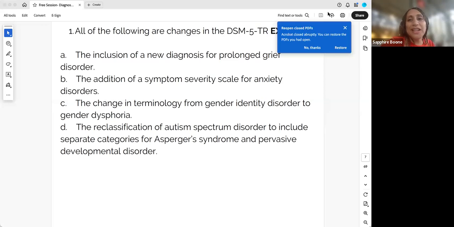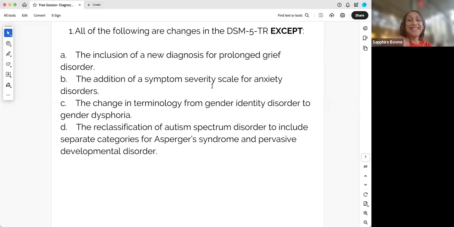All right, so this one was pretty simple, just a one-liner. It says accept, right? So when it says accept, you want to think about it in the opposite way. So you're going to be eliminating the answers that are actually right. So all of the following are changes in the DSM-5-TR except.